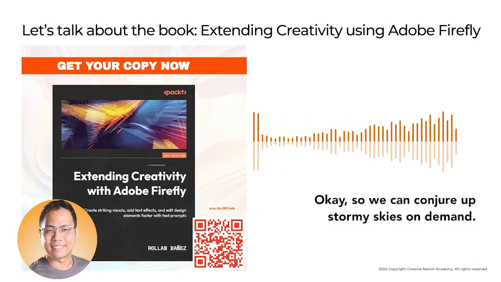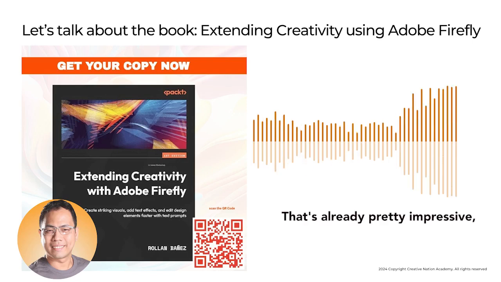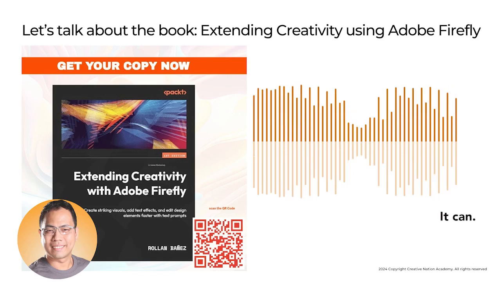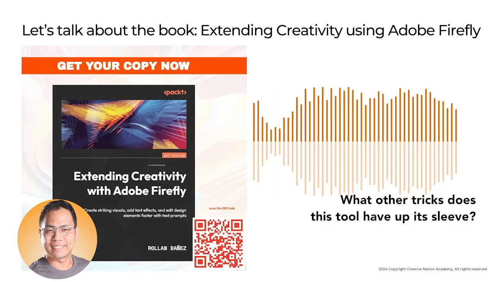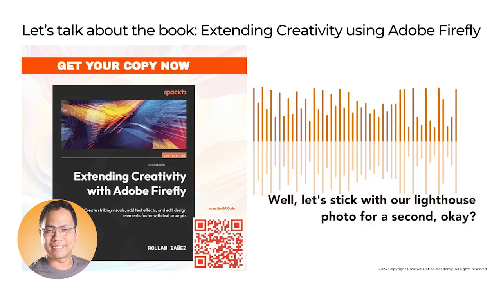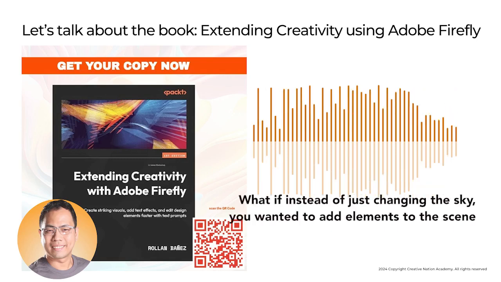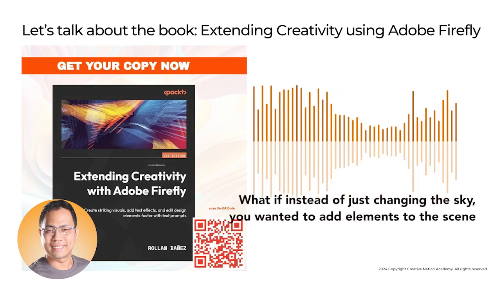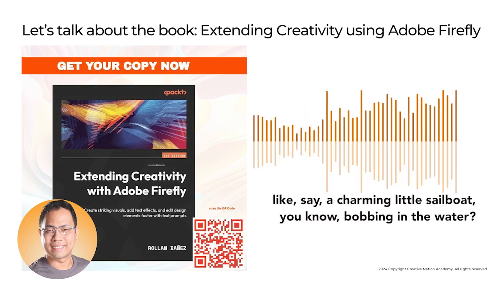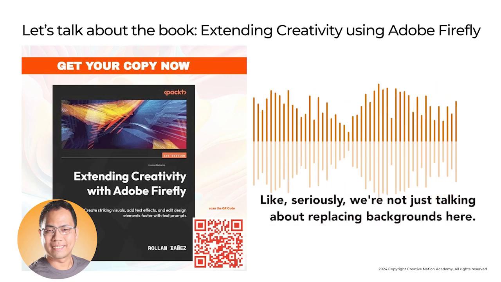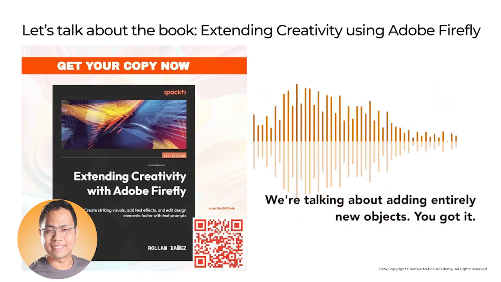Okay, so we can conjure up stormy skies on demand. That's already pretty impressive. But Bañez mentions that generative fill can do even more than that. What other tricks does this tool have up its sleeve? Well, let's stick with our lighthouse photo for a second. What if, instead of just changing the sky, you wanted to add elements to the scene, like a charming little sailboat bobbing in the water? Wait, seriously. We're not just talking about replacing backgrounds here. We're talking about adding entirely new objects.